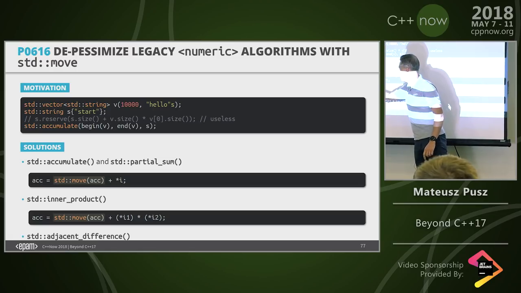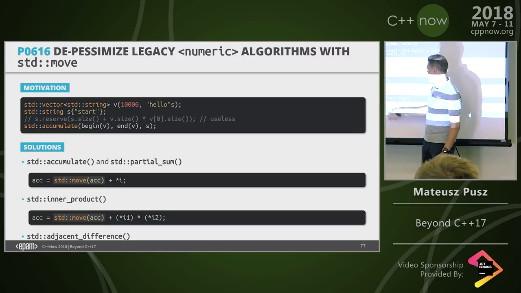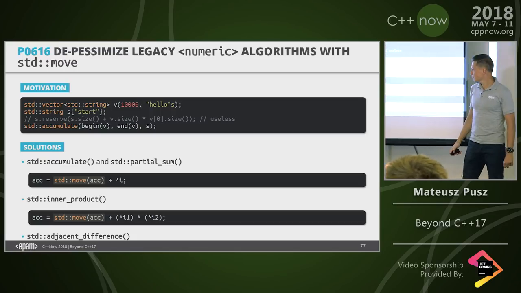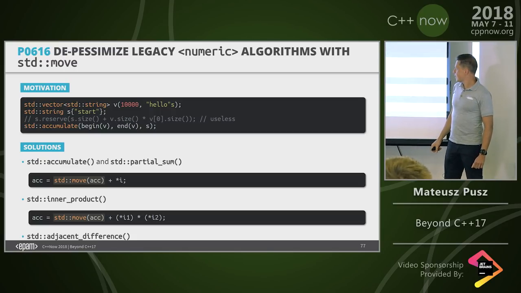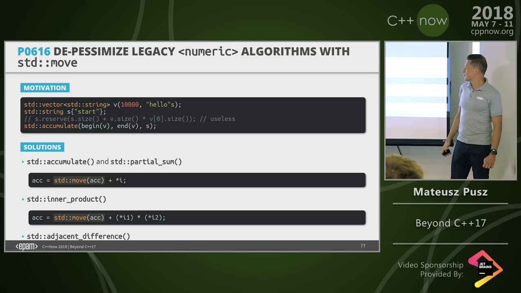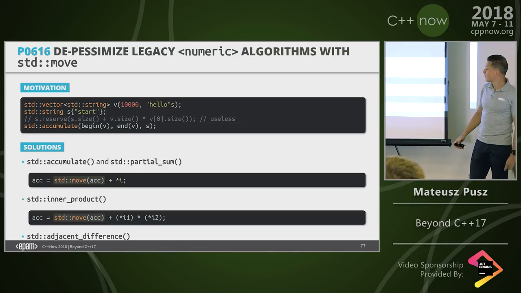Right now the accumulator is moved, not copied, to the result. And for inner product, similarly, and for adjacent difference too. Earlier it was just increasing the string all the time, and even if you did some reserve at the beginning, it was useless. It was just used for the first iteration. Now it works fine.